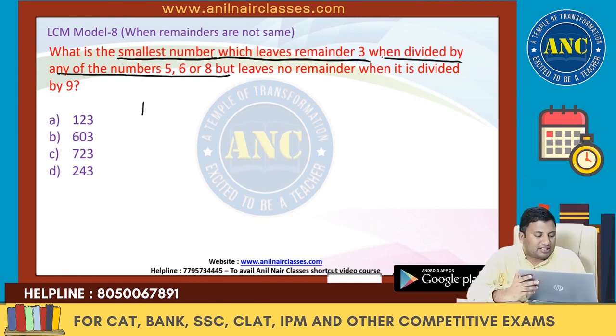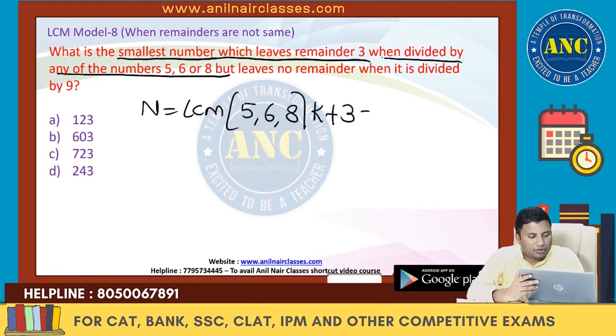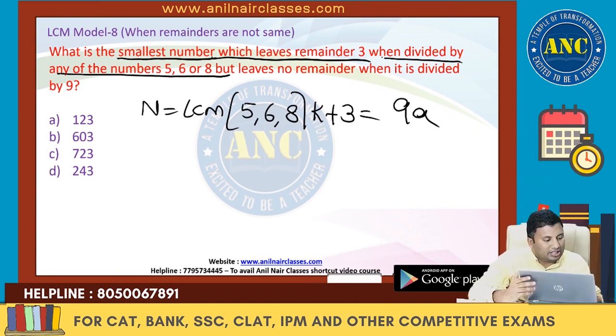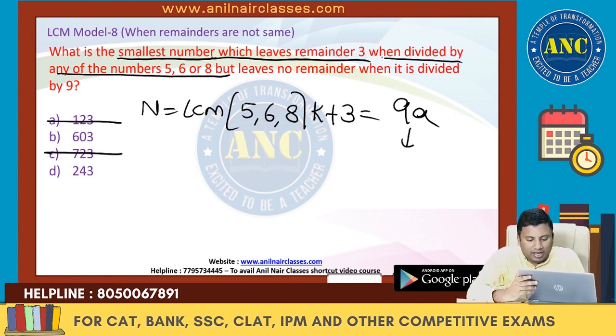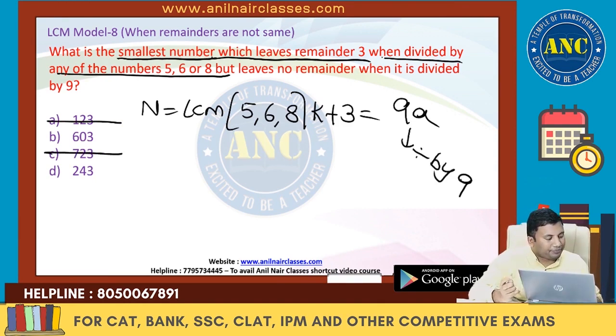What is the smallest number which leaves a remainder 3 when divided by any one of the numbers 5, 6 and 8, but leaves no remainder when it is divided by 9? Answer digital sum should be 9. So, because of 9, it is divisible by 9.